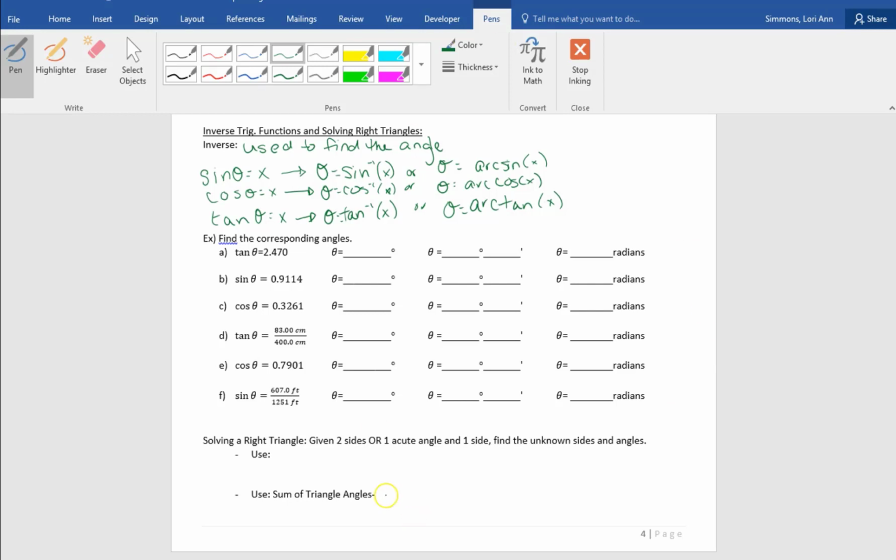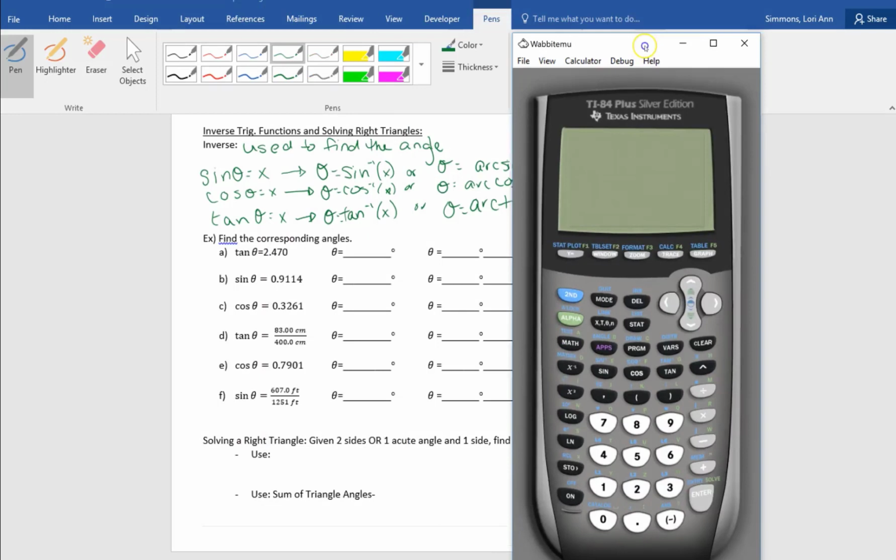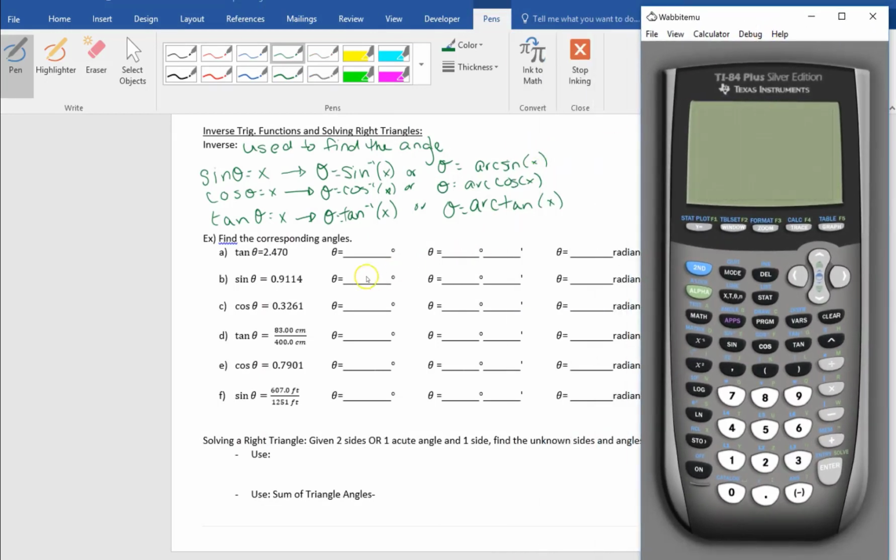So we have some examples. We want to find the corresponding angles. Pull up our calculator. We want theta here in degrees, so this is decimal. We want to the nearest minute here, and then radians. So what we need to do is go to mode, and we want to have degrees first.